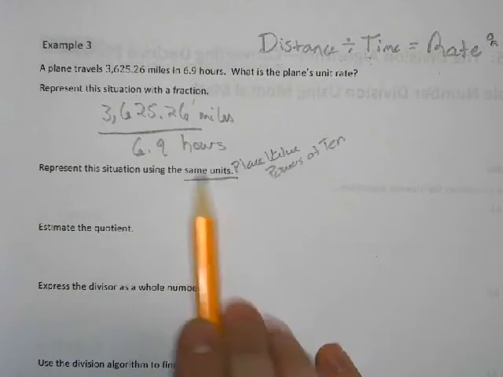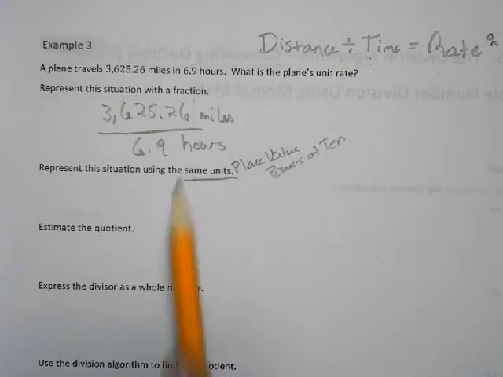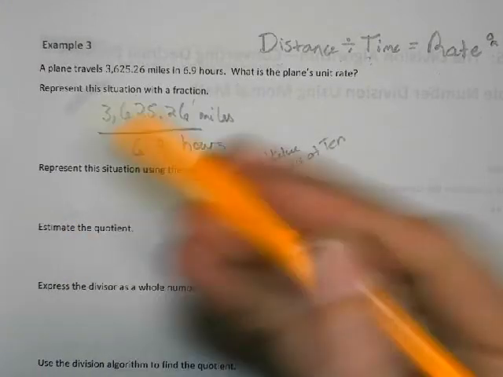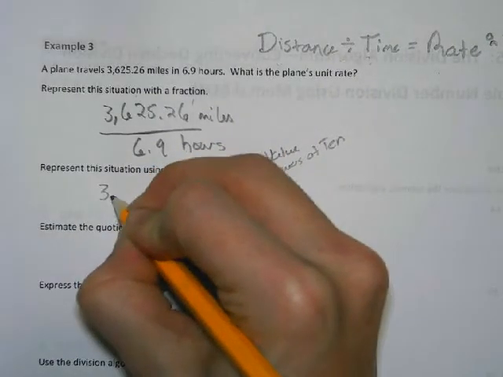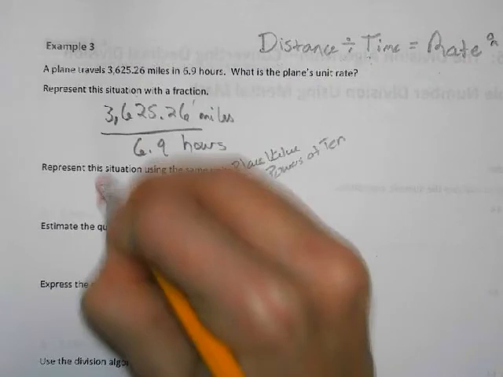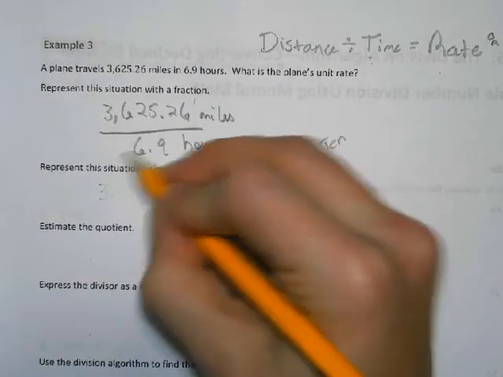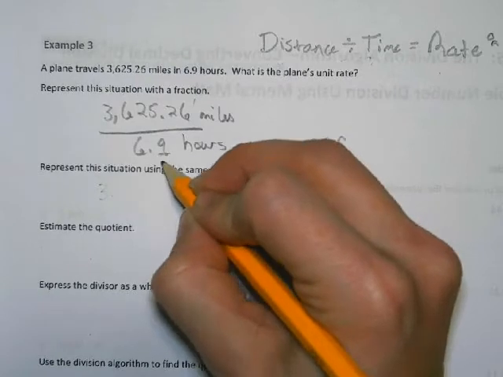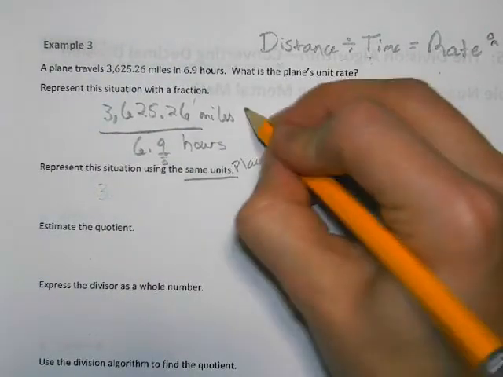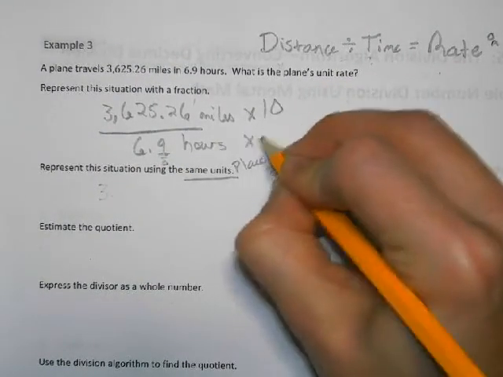We have to represent them using the same units. And so I need to then look at what my powers of 10 would be. So that's 3,626 divided by 6 9/10. So my 9, the last number in the divisor, is in my tenths place, which means I'm going to take both times 10.